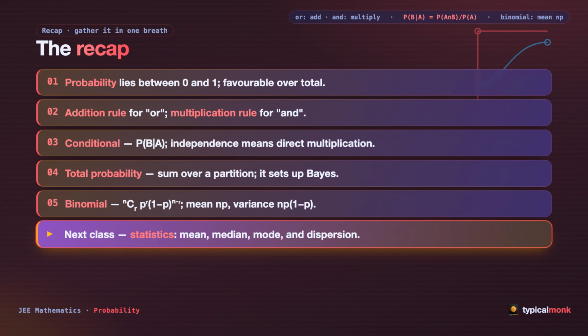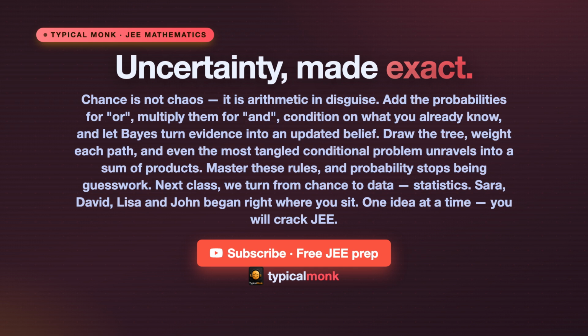Next class, statistics, the mean, the median, the mode, and dispersion. Chance is not chaos. It is arithmetic in disguise. Add the probabilities for OR, multiply them for AND, condition on what you already know, and let Bayes turn evidence into an updated belief. Draw the tree, weight each path, and even the most tangled conditional problem unravels into a sum of products. Master these rules, and probability stops being guesswork.